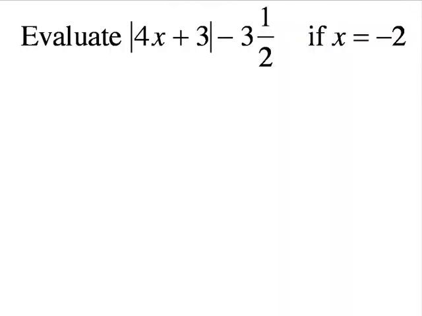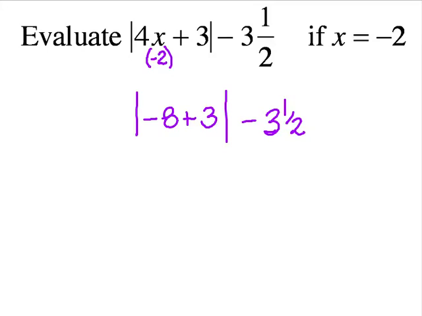Okay, so let's go ahead and look at this. It says evaluate the absolute value of 4x plus 3 minus 3 1/2 if x equals -2. So what do we do? Plug in -2 for x. So if I plug in -2 right here, I end up getting the absolute value of -8 plus 3, and then plus 3 and then I write 5. That was smart. Okay, plus 3 minus 3 1/2.